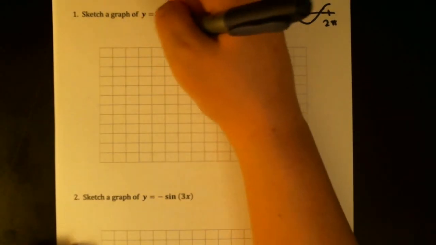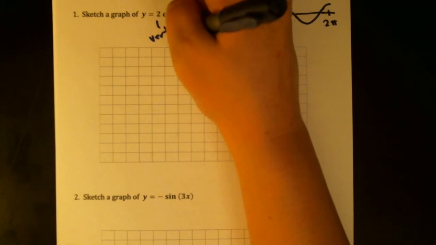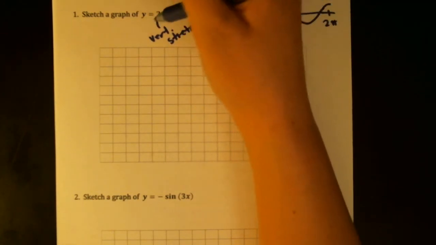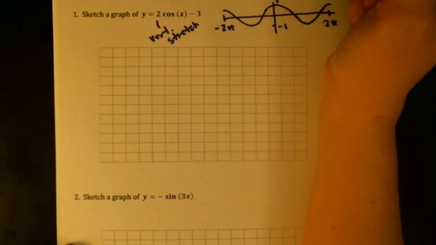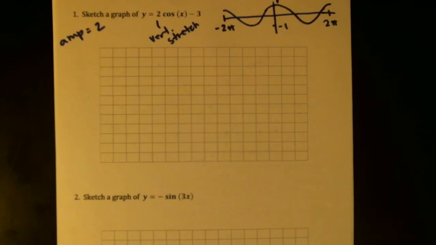And the transformations I see are vertical stretch. If you multiply the entire cosine function by 2, that's going to be vertical stretch by 2. And what that directly affects is the amplitude. So the amplitude of this new one is going to be 2.